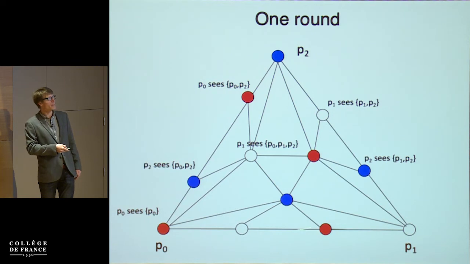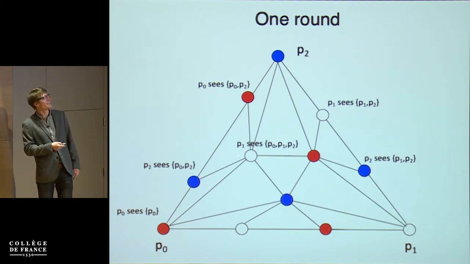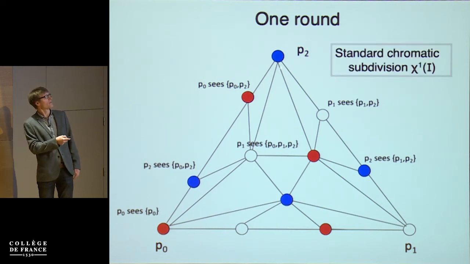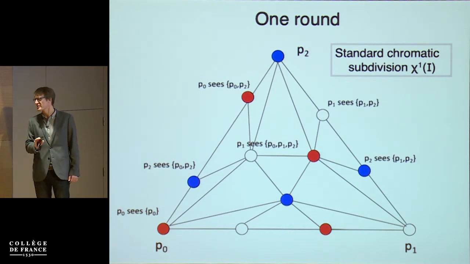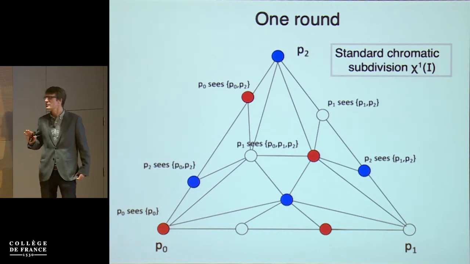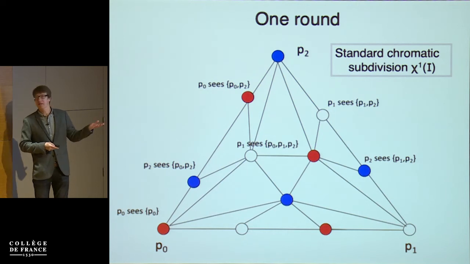And in the middle of this subdivision, we see vertices which correspond to the situations when they see everybody. So for example, P1 here, he sees everybody. He sees the value of P0, value of P1, value of P2. And respectively, you have these connected things; these are all the states which are possible by running this protocol. And people proved that this actually indeed captures this model of computation, and it's called the standard chromatic subdivision. It's a type of subdivision which was used in other contexts. Okay, so this is what we have.